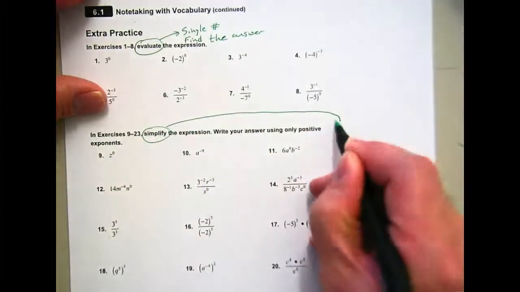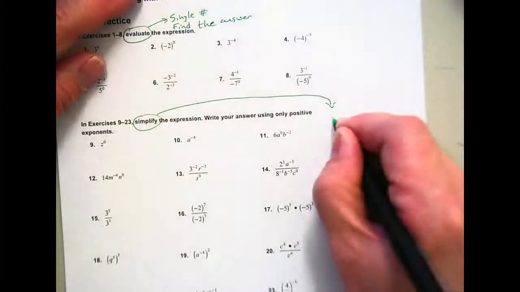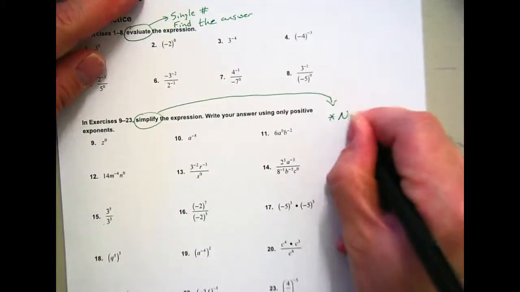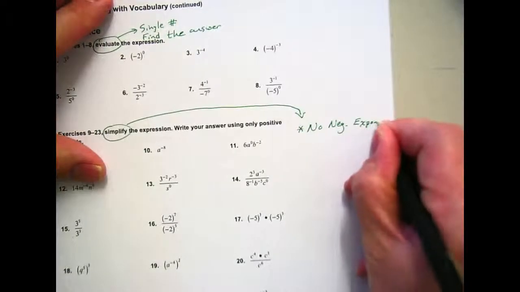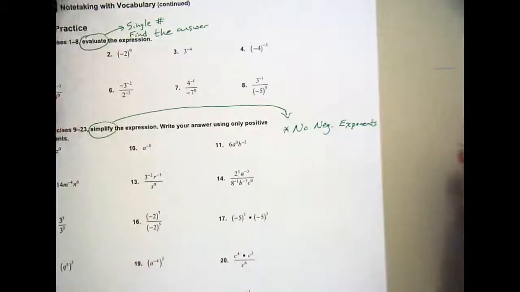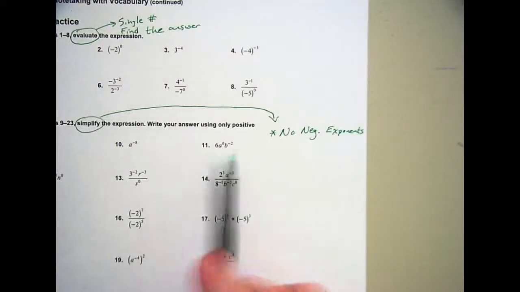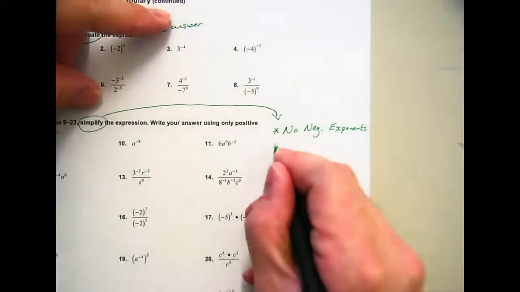Some notes you may want to add to yourself here to know once you're done simplifying. Number 1, no negative exponents. If it's simplified correctly, there are no negative exponents. So like in number 11, is there a negative exponent? Yeah. That means it's not simplified. Okay? That's number 1.